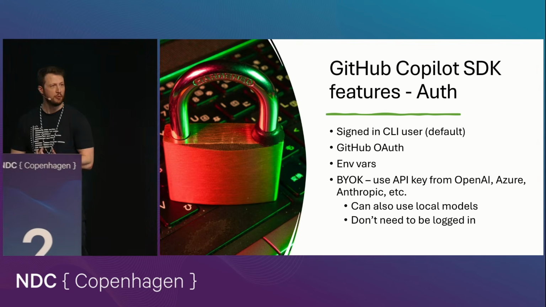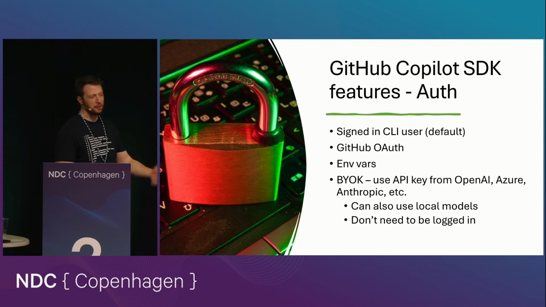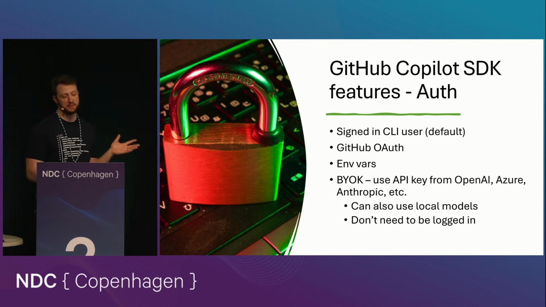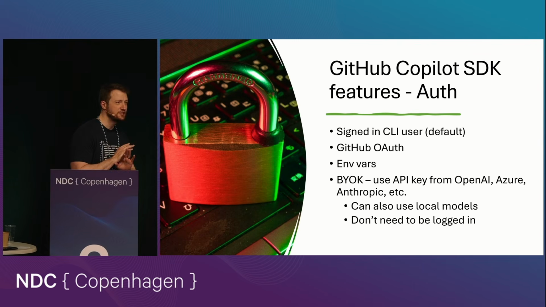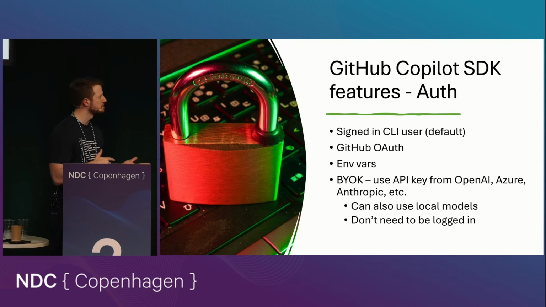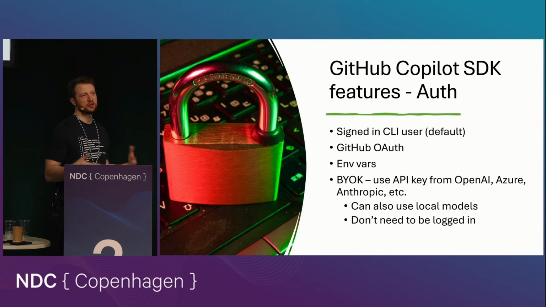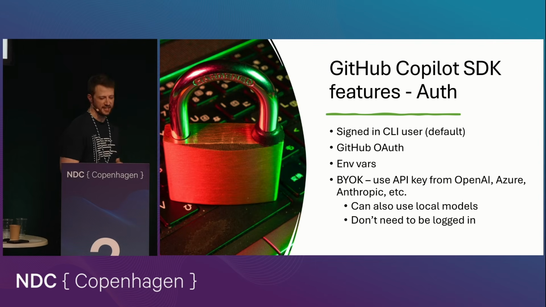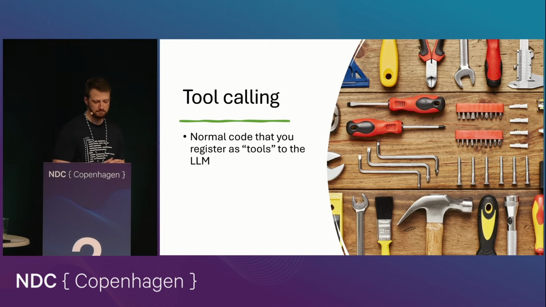So you can use a local model. You can use an Anthropic or Azure Foundry or OpenAI API key, and you are not interacting with GitHub at all. You're basically just taking advantage of the Copilot harness. And if you're already familiar with Copilot and its API surface, you can take advantage of that for the SDK, and it still works the same.